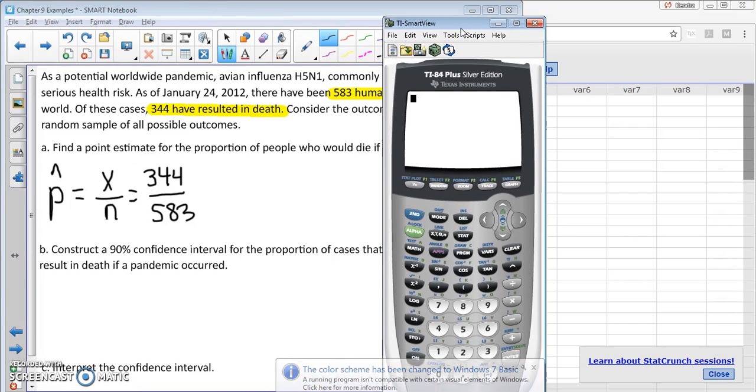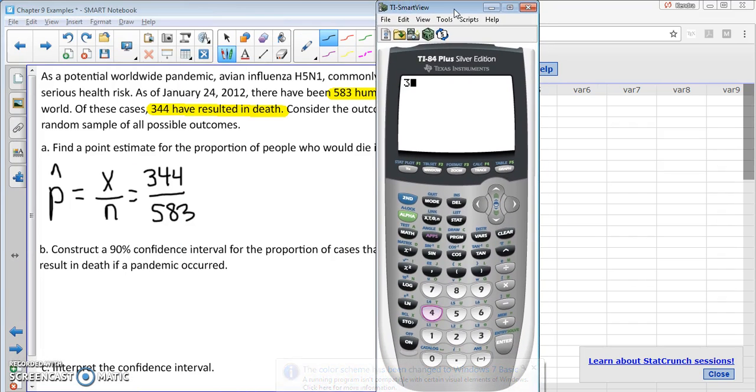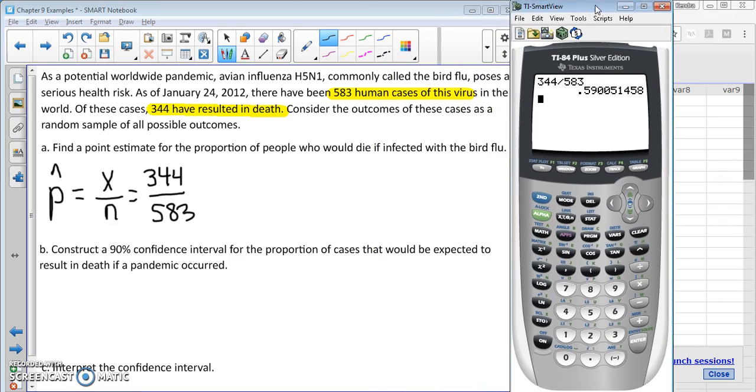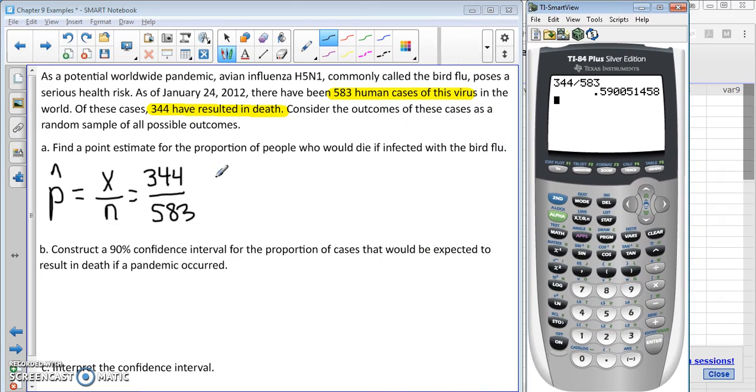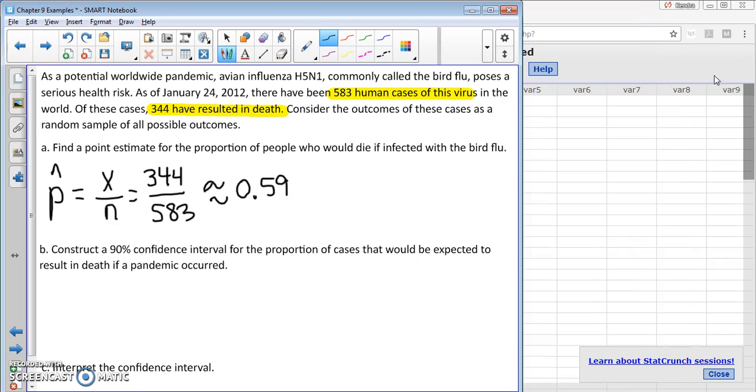And we have 344 divided by 583, and that is approximately 0.59, so approximately 59%. So now we're going to construct a 90% confidence interval for the proportion of cases that would be expected to result in death if a pandemic occurred.